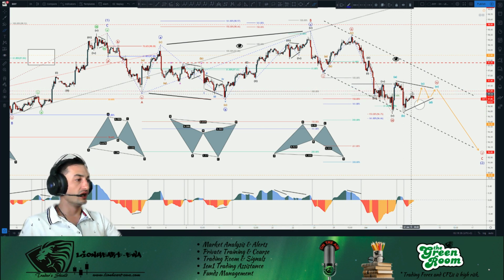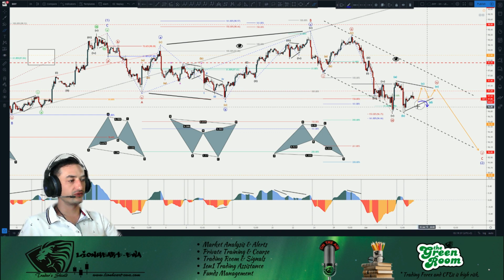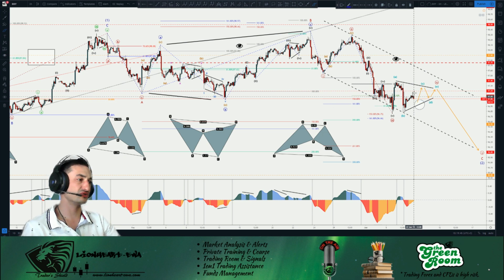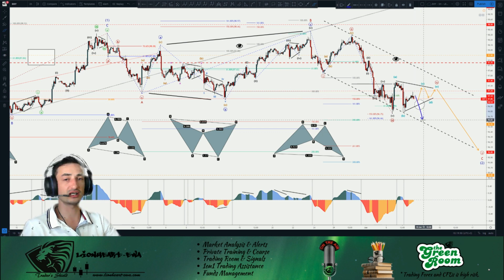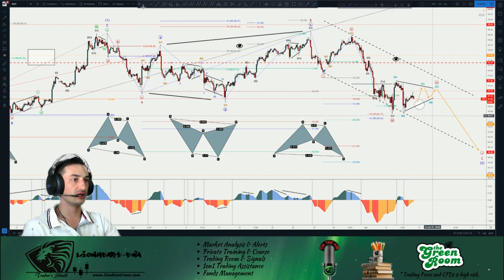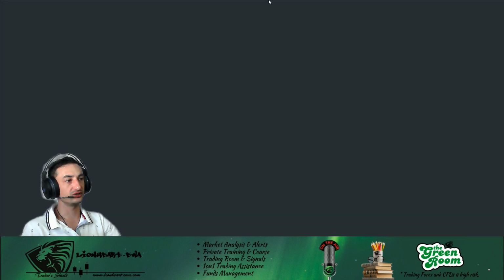But anyhow, the point is that a breach of this zone right here, of this trend line, would possibly invalidate a triangle formation, so it could become a little bit more complex. However, the downside is not really out of the question. It can actually drop. And for now, I'm going to take a look at the Euro USD.